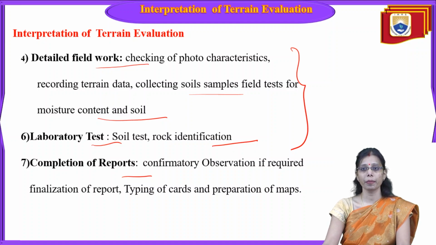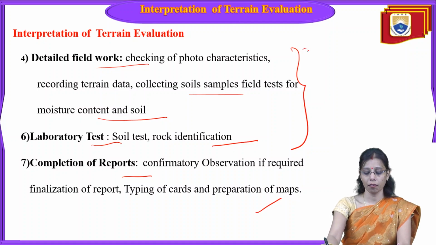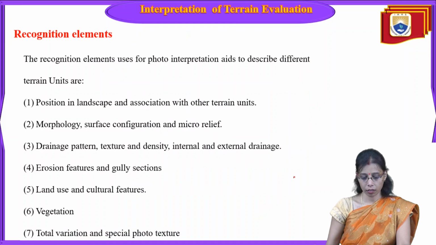We will come to a confirmatory observation, and if required, finalization of the reports, typing of cards, and preparation of the maps we can do based on the collection of the information of the different features which we have just discussed here. Next, recognition elements. How can we recognize? There are different elements based on which we can recognize the terrain.